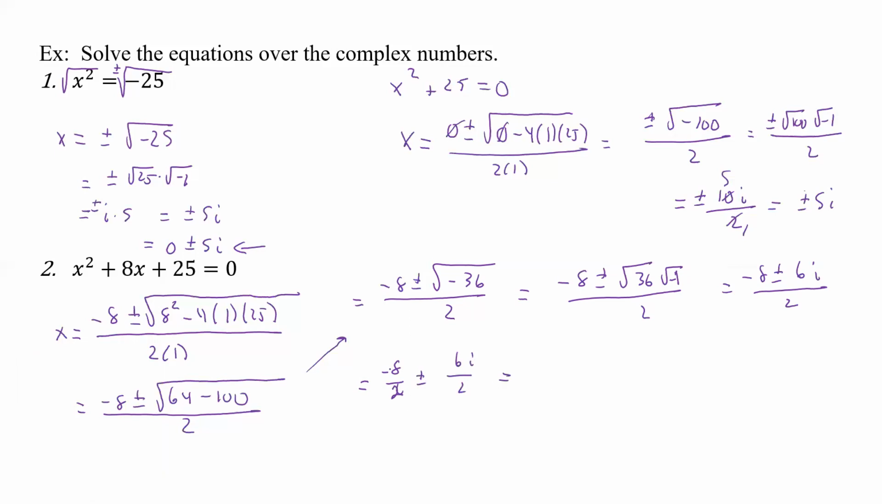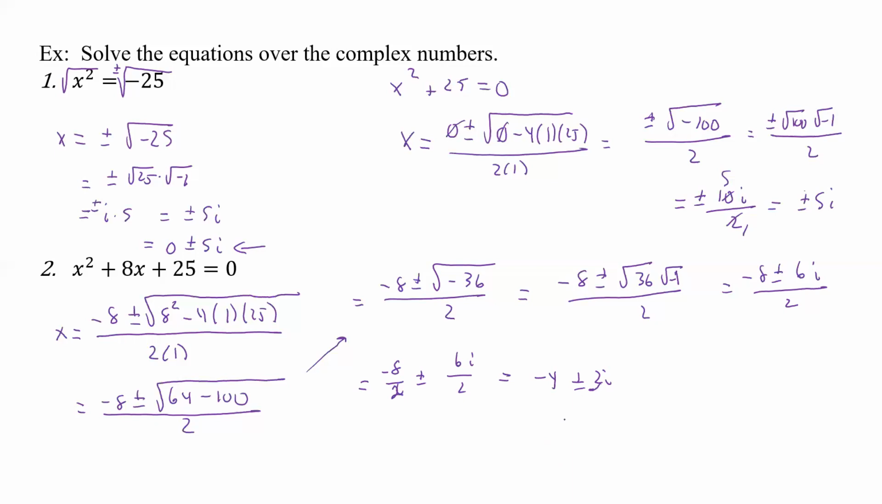And so 8 divided by 2 is 4, so it's going to be a negative 4. 6 divided by 2 is 2. And so that is going to be our value. Oh, 6 divided by 2 is 3, not 2. So negative 4 plus or minus 3i.